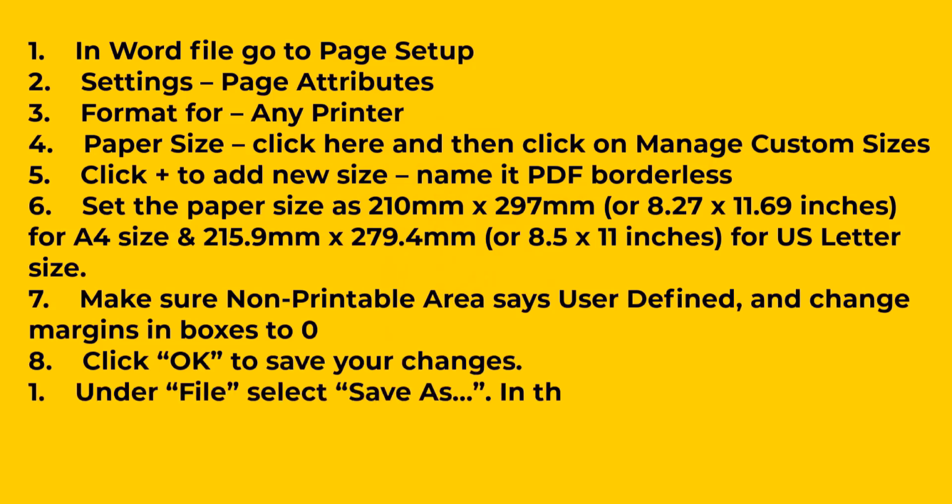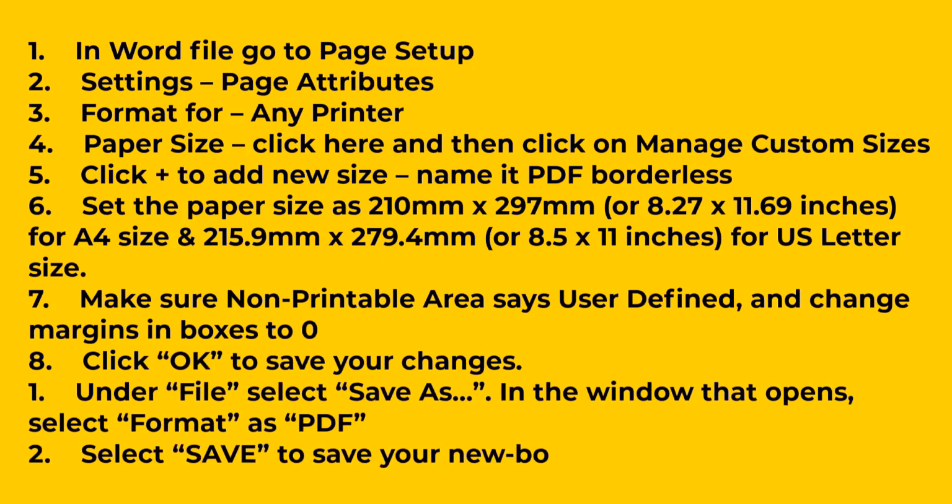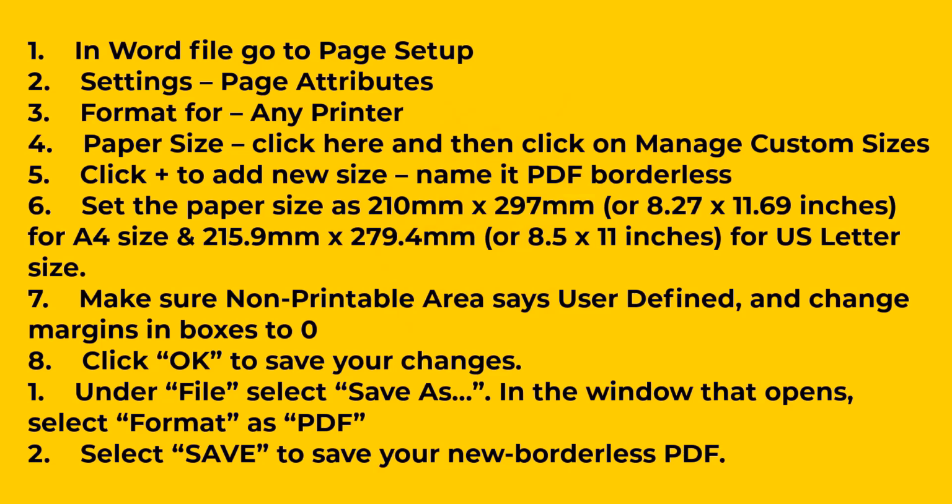5. Click to add new size, name it PDF Borderless. 6. Set the paper size as 210 mm by 297 mm, or 8.27 by 11.69 inches, for A4 size, and 215.9 mm by 279.4 mm, or 8.5 by 11 inches, for US letter size. 7. Make sure non-printable area says User Defined, and change margins in boxes to 0.